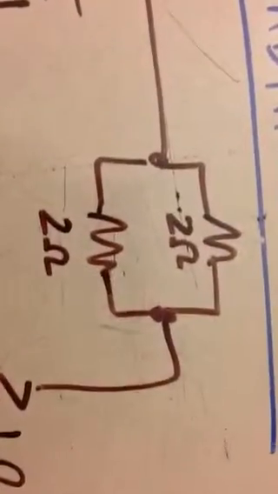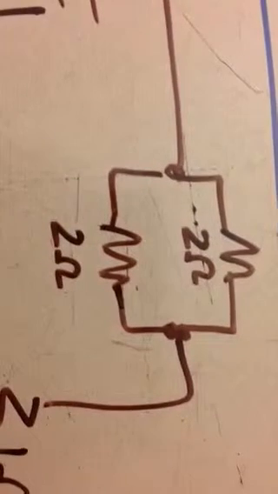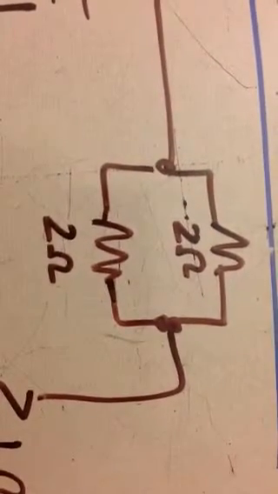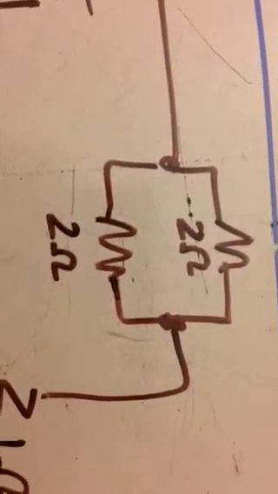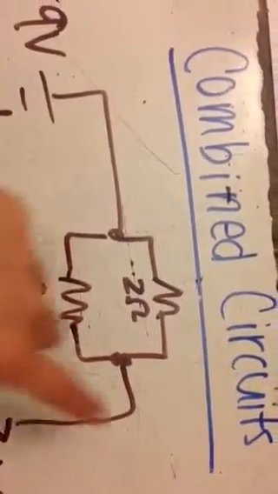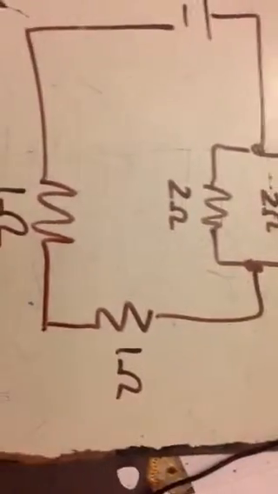First, we need to find the equivalent resistance for the parallel circuit. The equivalent resistance will be the inverse of 1/2 plus 1/2, which is just 1. The equivalent resistance for the parallel circuit, let's make it one big resistor, will be 1 ohm. Now we have these two.